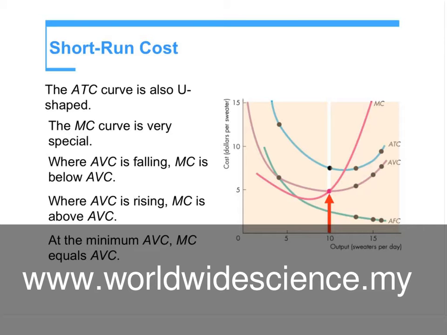So the same concept: when the average total cost is decreasing, your marginal cost should be less, because the extra unit of production adds less cost while your total cost is on the trend to decrease. But when it's on the trend to increase, your marginal cost should be increasing to cause the average total cost to increase. And at the minimal average total cost, your marginal cost and average total cost are the same.